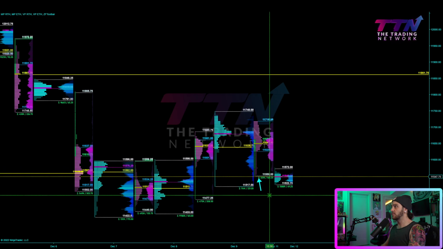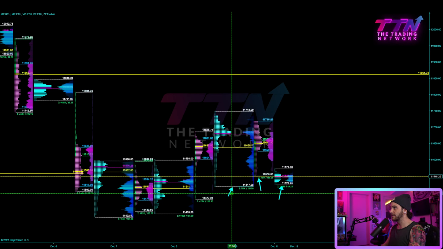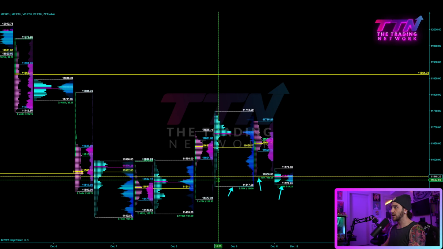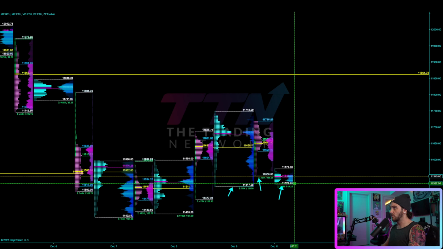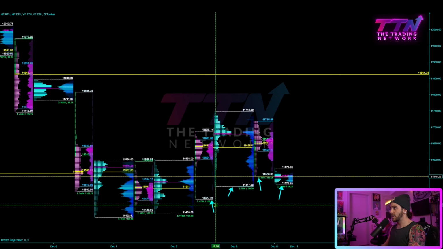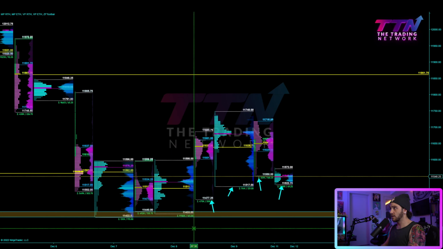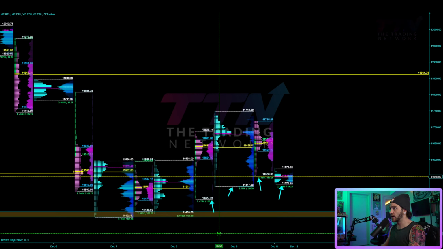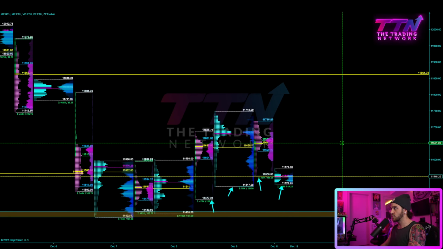If we do break below Friday's low, look for a move to 11,520, 11,517-ish, which is the overnight low from December 8th into 9th, as well as the current overnight low tonight. And then below that, we have Thursday's low at 11,447, and some good confluence down here between 11,420 and 11,440. So watch these areas on a session profile perspective.